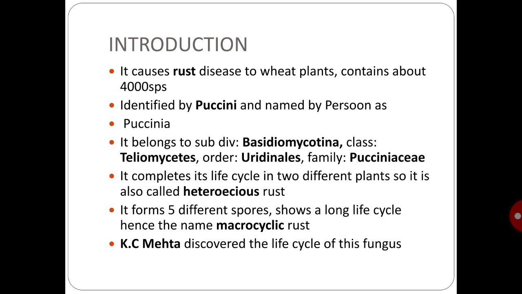Our Indian scientist Karamchand Mehta discovered the life cycle of the fungus and suggested the world not to cultivate wheat crops in high altitudes. If we do so, the wind-borne spores of Puccinia are easily carried by the wind currents to the lower altitude regions where they attack new crops and new plants, so that the disease severity will be increased. By his suggestion, a lot of damage to the wheat crop was controlled to the maximum extent.